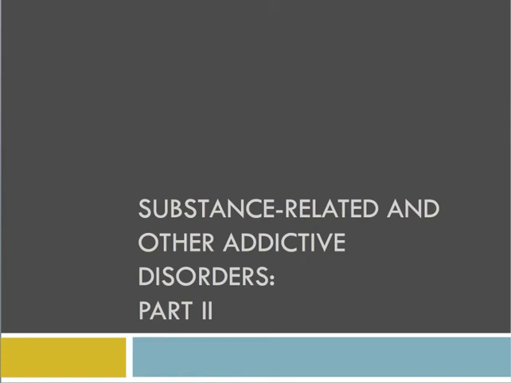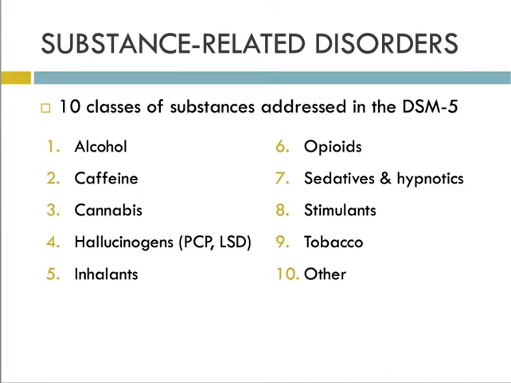In part 2 of the online lecture on substance-related and other addictive disorders, we're going to focus in on the diagnostic criteria. Now, in general, there are 10 classes of substances that are addressed in the DSM-5: alcohol, caffeine, cannabis, hallucinogens, inhalants, opioids, sedatives and hypnotics, stimulants, tobacco, and then others.